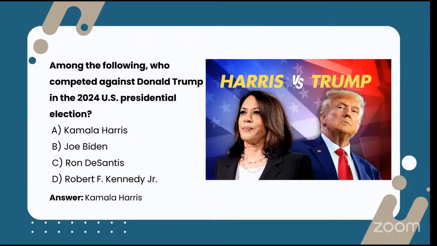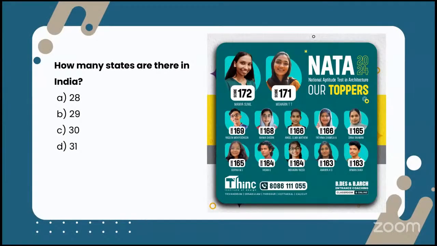All right, moving on to the next question. A very basic question, but some people might still be confused by it because recently we had some alterations. It's a very basic question which every Indian should know. So how many states are there in India?